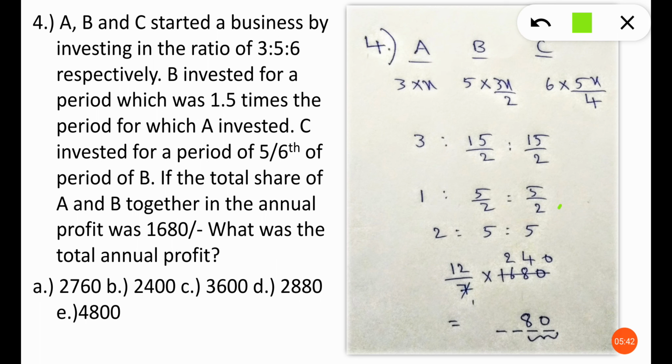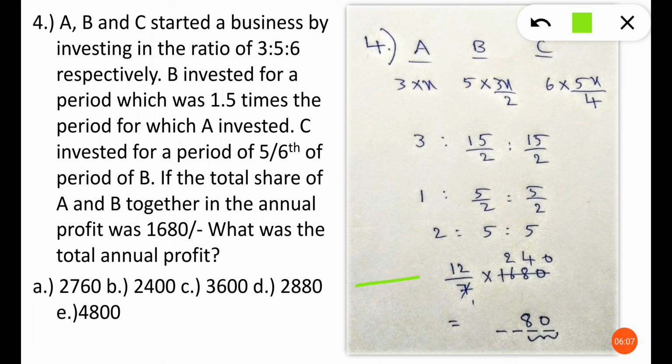Therefore 1 is to 5 by 2 is to 5 by 2. Again I have multiplied all the terms with 2, so that I will get rid of this denominator 2, and therefore it became 2 is to 5 is to 5. They have given the value of these two parts, 2 plus 5, as 1680. 1680 is equal to 7 parts. They asked us to identify the value of 12 parts.